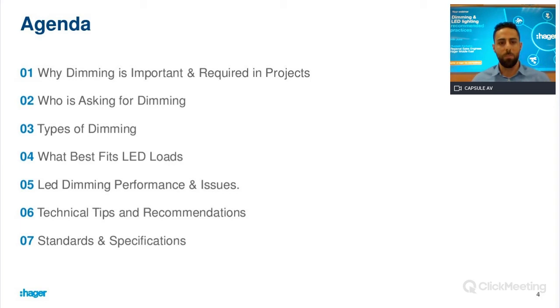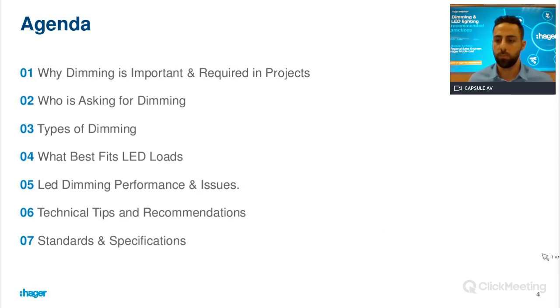Number 4, what best fits LED loads. In this section, we will make the link between dimming and LED lighting. Number 5, we will speak about the performance and issues, what we need to take care of, and what we may face in the project. Number 6, we will have some recommendations and some technical tips. And finally, we will go through standards and specifications.